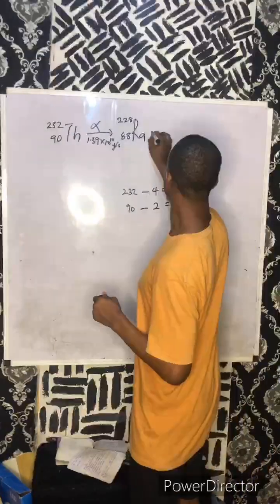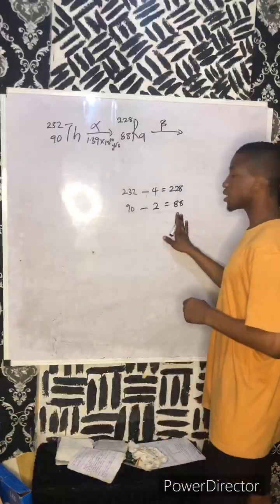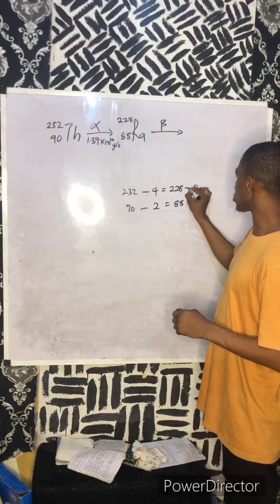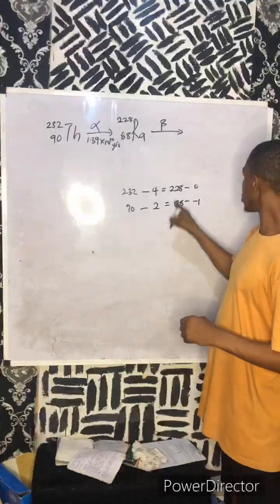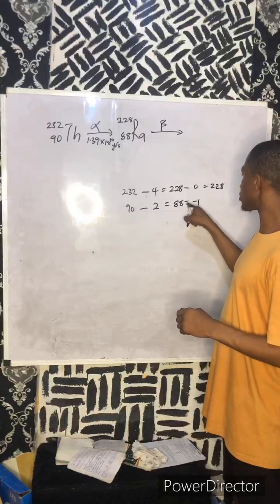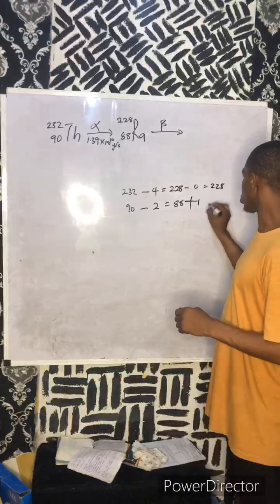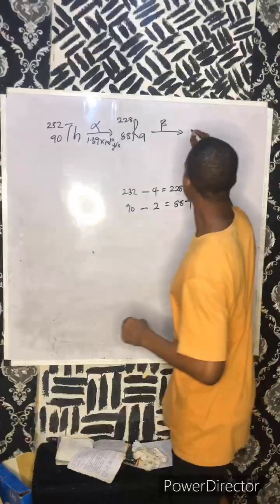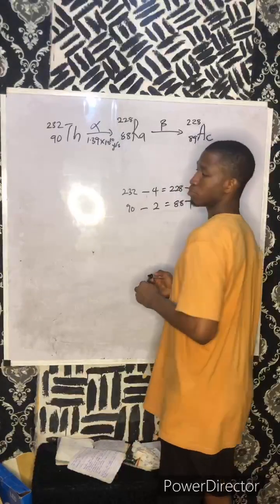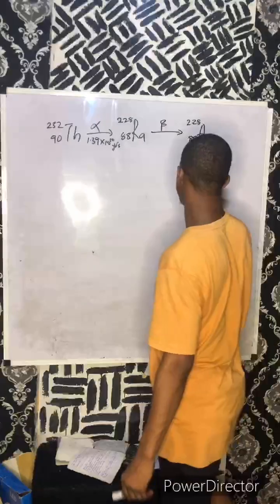Now the next thing that will happen is beta emission. Beta is 0 up, minus 1 down, but don't forget that we are subtracting. So 228 minus 0 is also 228, but 88 minus minus 1, because it's minus, turns to plus. So it becomes 89. Here you have 228, 89 actinium. Yes, that's what you have.